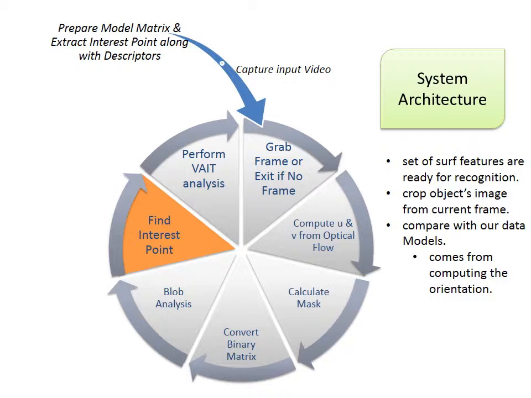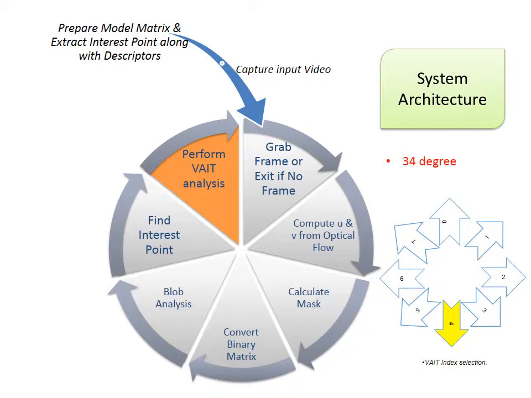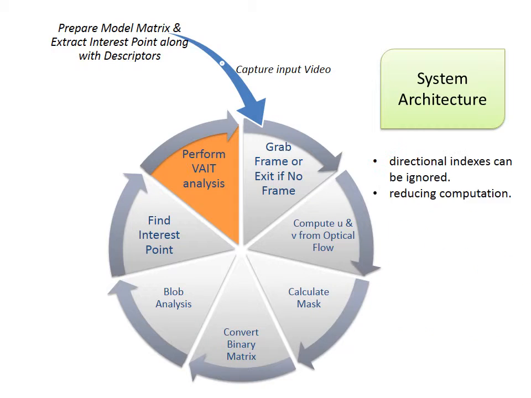Selection of this index comes from computing the orientation. We need to compute the orientation of each pixel from the scene image and find out the most prominent direction. For example, if the most prominent direction is 34 degrees, it will correspond to index 4 from the diagram. Also, take note of the rest of the indexes. As we divert from the actual direction, weights need to be reduced and other directions may be ignored, thus reducing a whole lot of computation dynamically.